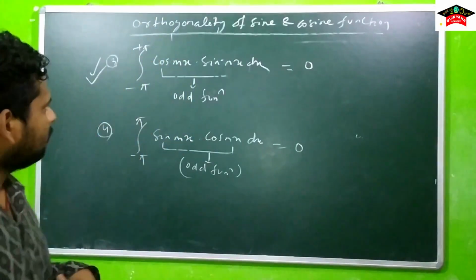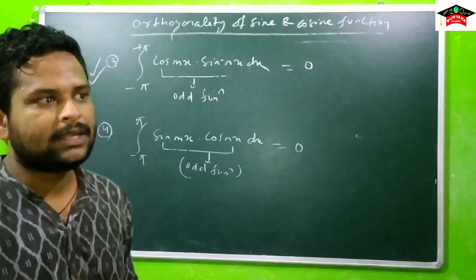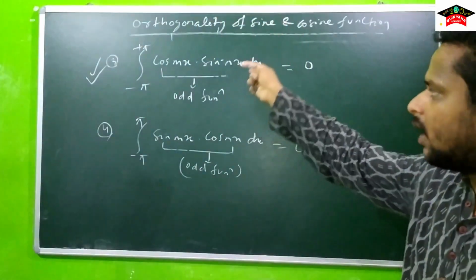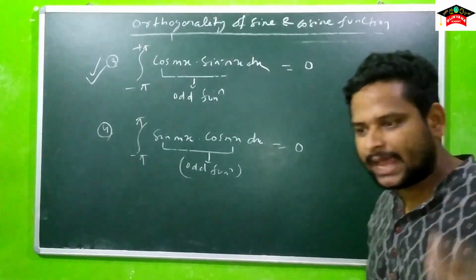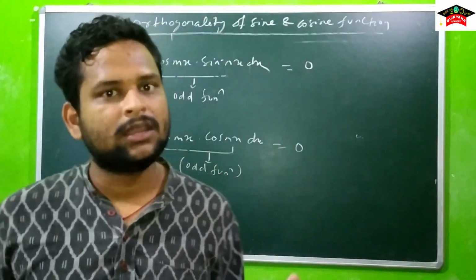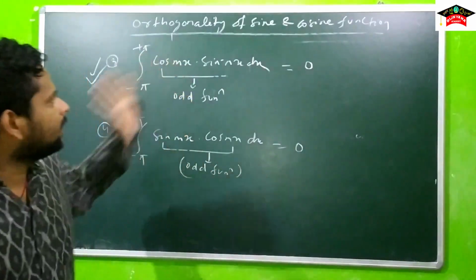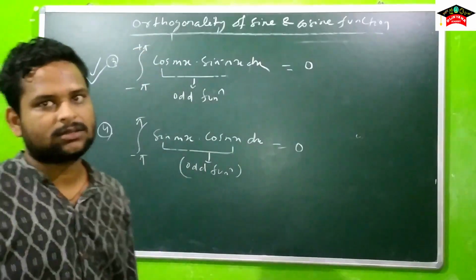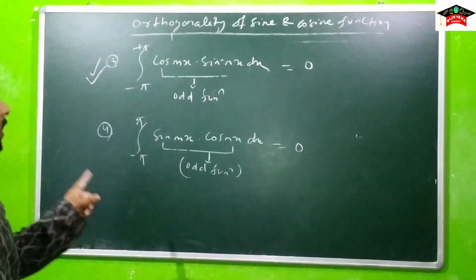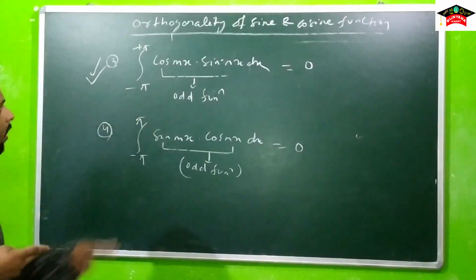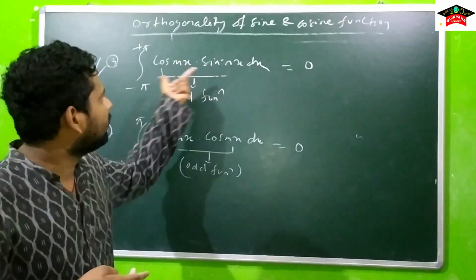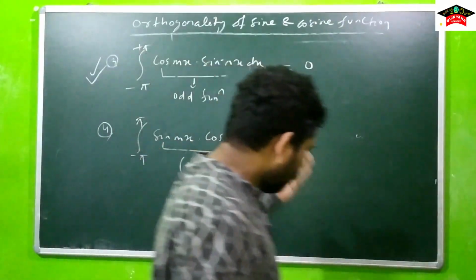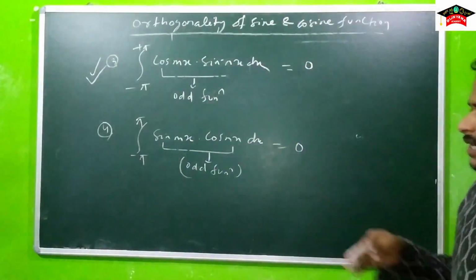So any combination of sine and cos can be written in the form of these four integrations. 1 and 2 I have already written, and this is 3 and 4. So whichever combination you take, sine cos, cos sine, sine sine, or cos cos, all these integrations from minus pi to plus pi follow one of the four values. So these four integrations are important. The first two are called orthogonality, and the second two are called the product of two different functions. So take a note of that, follow the properties, and try to understand what orthogonality is.